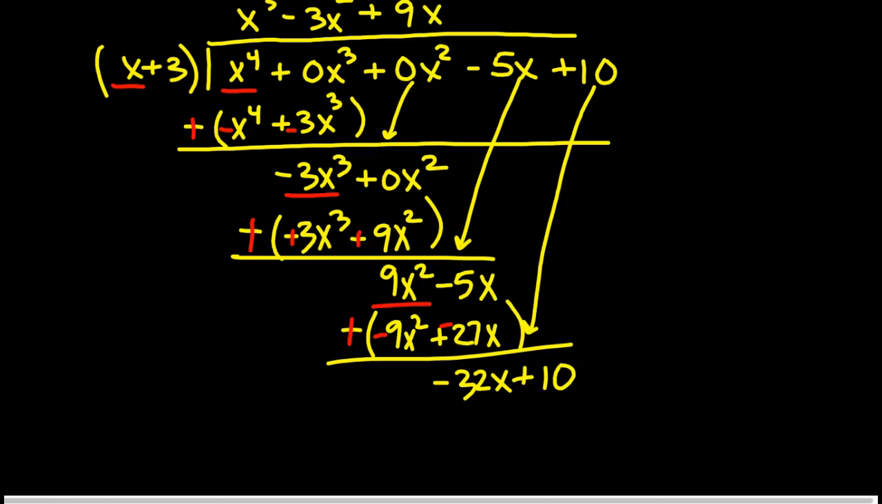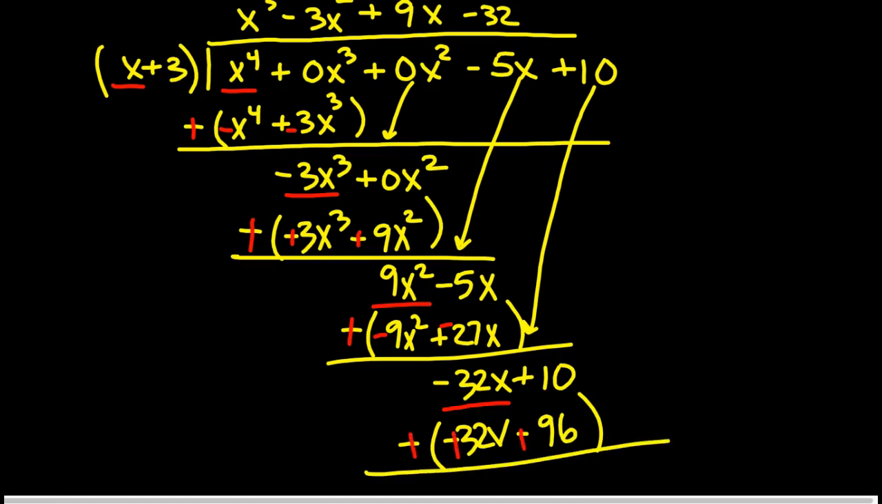Start the process over again. X times what is negative 32x? Negative 32, good. Multiply that, distribute, negative 32x minus 96. Change the signs. What's my remainder? 106. Remainder, 106 over x plus 3.